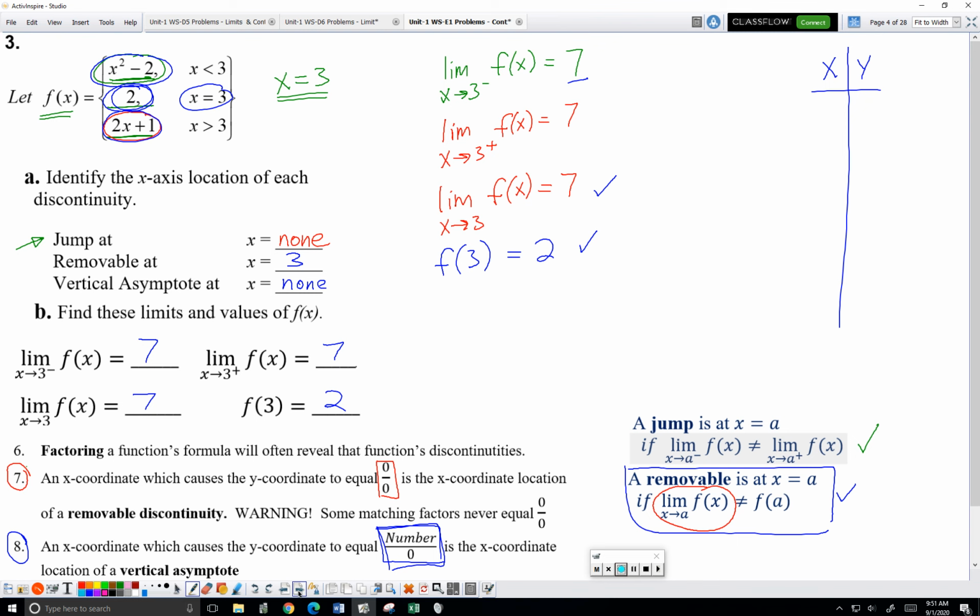Please, Claire. On the bottom of the blue page, the notes, it says removable is at x equals a if the limit of, like, so this one, it would be the limit as x approaches 4 doesn't equal f of 4. And you know that the limit as x approaches 4 is DNE because for a little less than 4 is 6 and a little more than 4 is 10, so they're not the same.